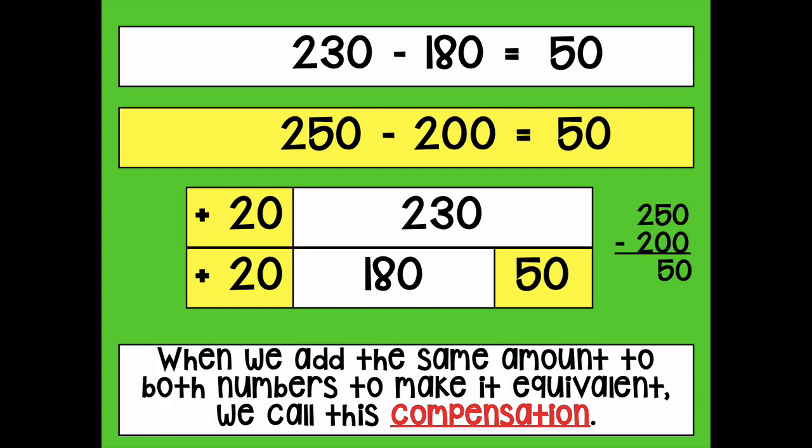So friends, when we add the same amount to both numbers to make it equivalent or equal, we call this compensation. So this is the compensation strategy. What you add to one number, you have to add to the other number because you're making them equivalent or equal. And when the numbers end up becoming equal, you're going to get the same difference when you're subtracting. Okay, so let's take a look at another one.